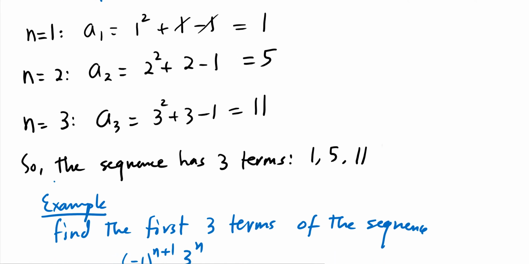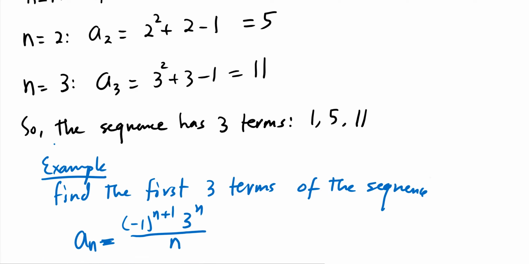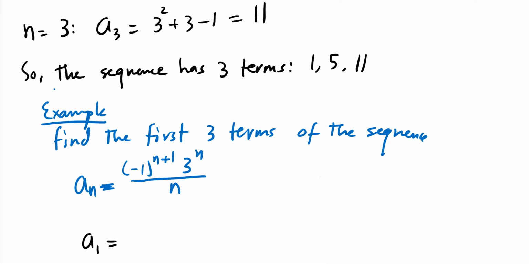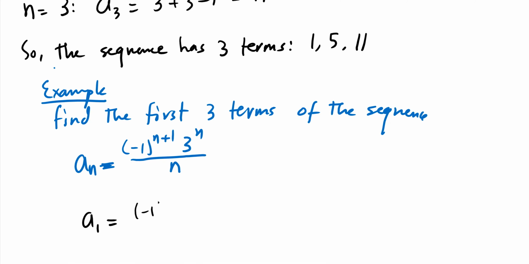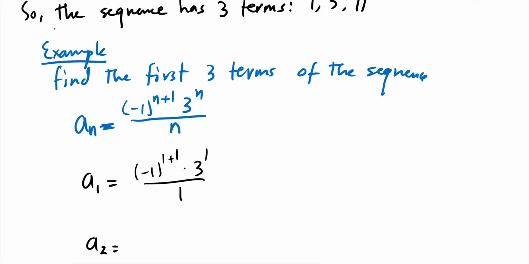Let's look at another one. Find the first 3 terms of the sequence. Notice there's no restriction on n, and they only want the first 3 terms. This means when n is 1, n is 2, n is 3. N is not specified, so n starts at 1. So we take n equals 1 and substitute it in, which is not difficult to do. So it's negative 1 to the 1 plus 1 times 3 to the first over 1. That gives us negative 1 squared times 3 over 1. Negative 1 squared is 1, times 3 over 1 is 3.